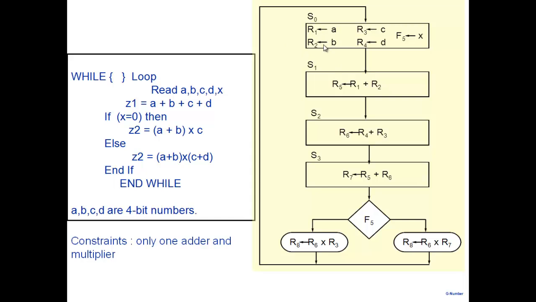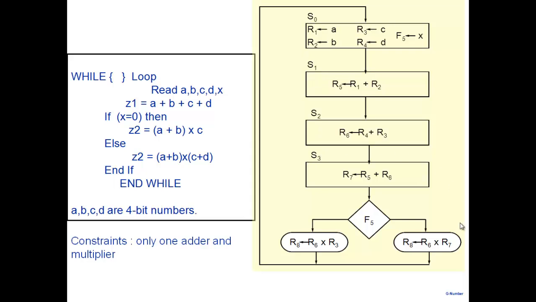So I read A into R1, B into R2. We read all these things here in these registers, R1, R2, R3, R4. This is a 1-bit register. We're calling it a flag. So flag is high or flag is low, so it's a 1-bit flag. So you're reading this X into the flag here. Then you're doing R1 plus R2. So A plus B is available here. Then you're doing R3 plus R4. So C plus D is available here. So these are all straightforward statements, S0, S1, S2. These are just like before.